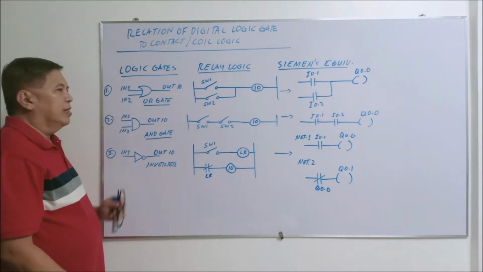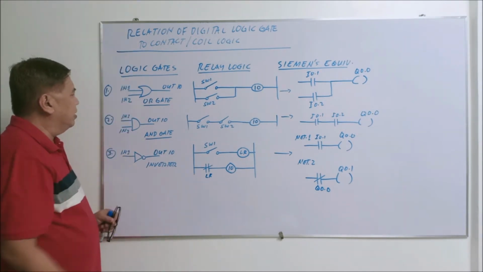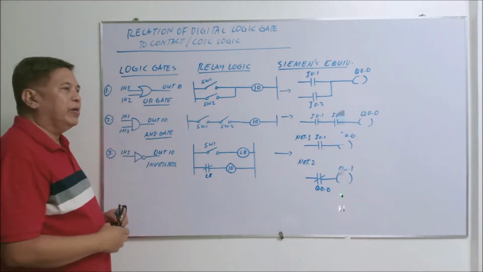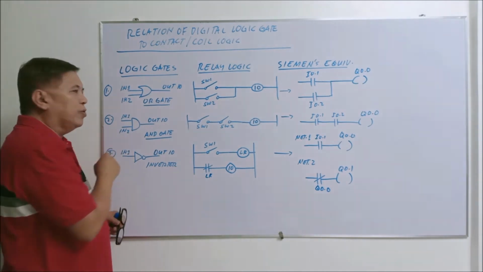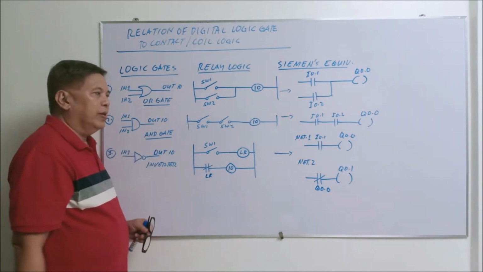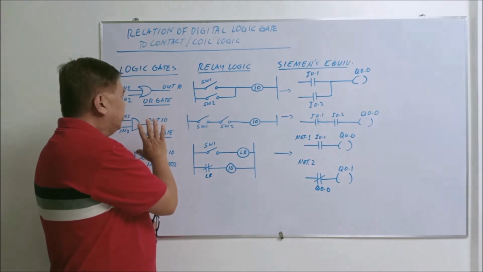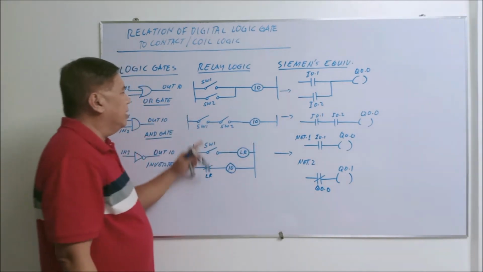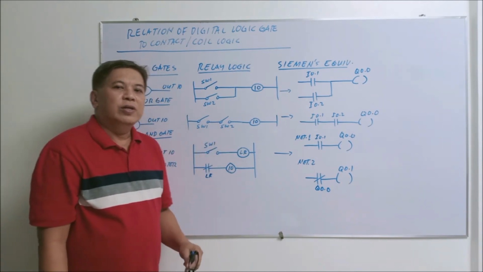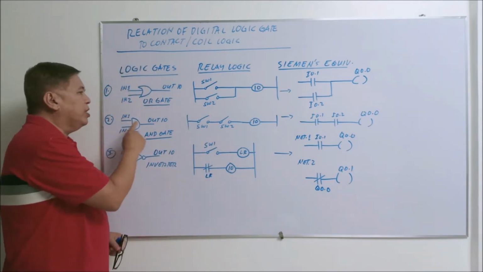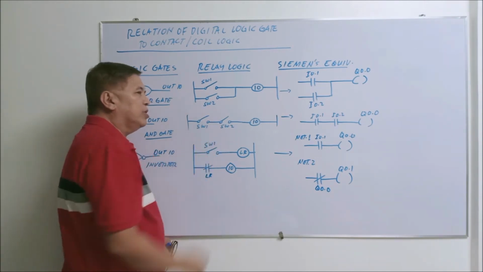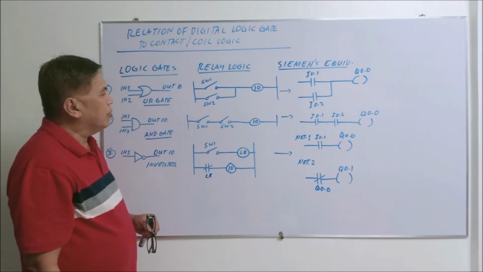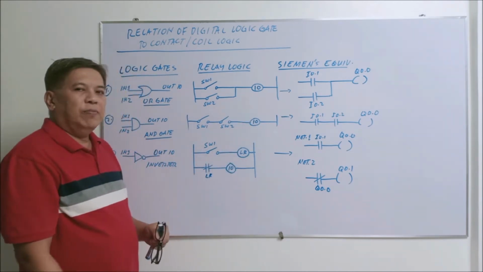For number 2, we have here an AND gate. Again, the AND gate is represented by inputs, input 1 and input 2, and output 10. For the relay logic equivalent, the AND gate is represented by a series connection of switches. Since you have two inputs here, you also have two switches which are connected in series. Again, the output here is represented by 10.